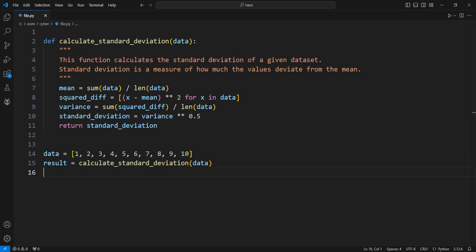Output the result to the user. The print statement displays the calculated standard deviation to the user. Now run our code.